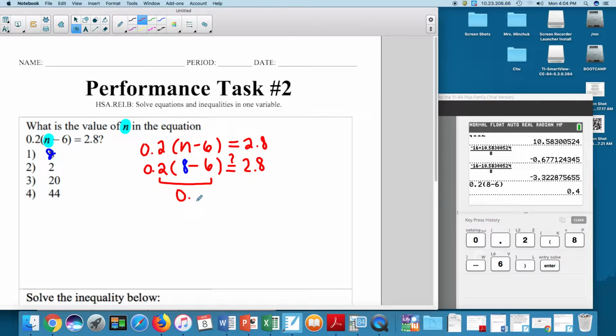That's equal to 0.4. So is that equal to 2.8? And the answer is no. It's not equal to 2.8. What you now need to do is check your other answer choices. So you can pause the video here and test out the other answer choices. When you're ready, continue the video.